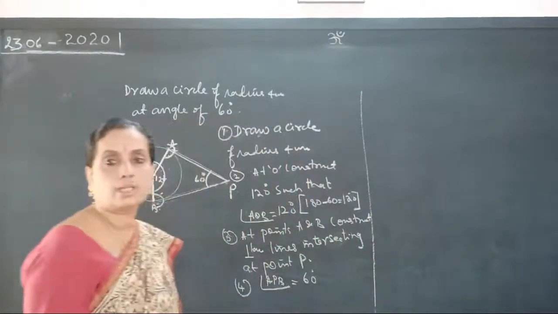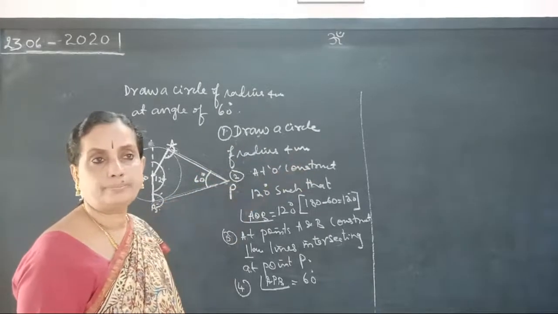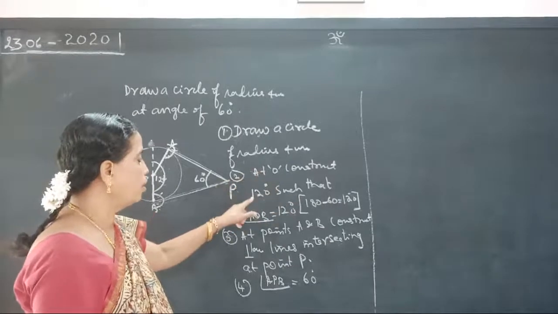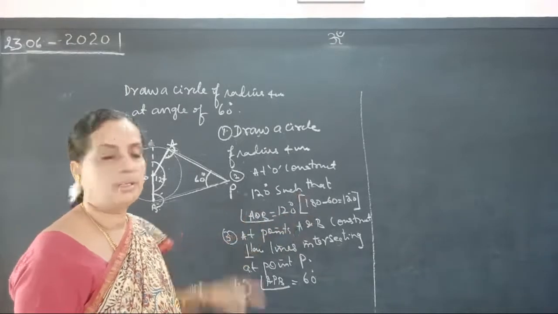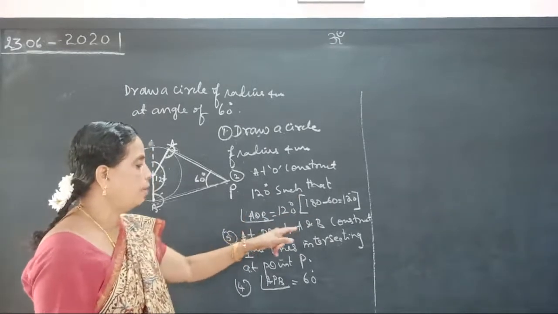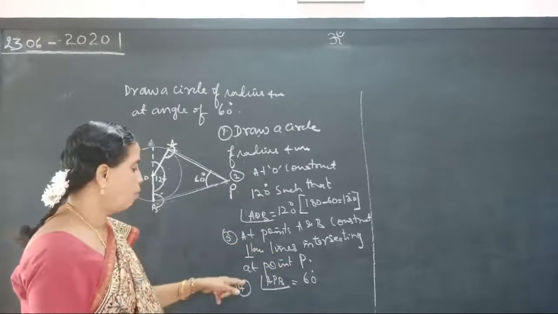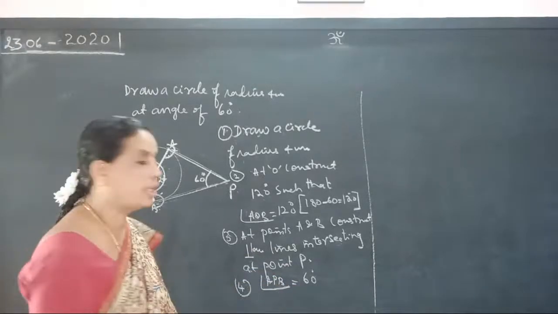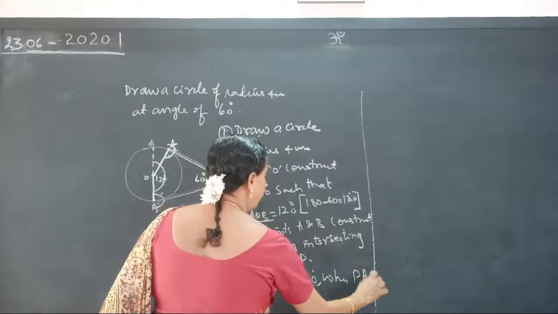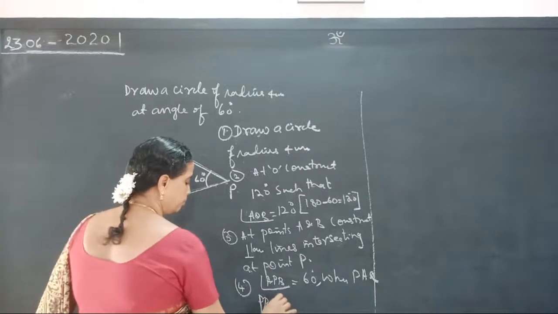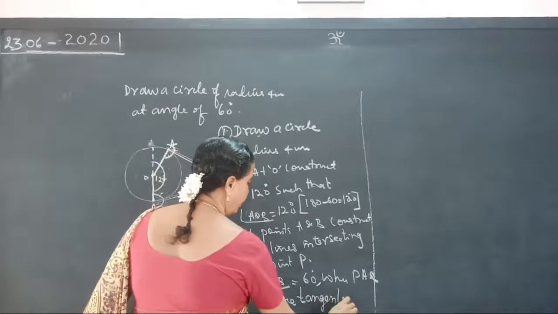This is a rough figure I am showing, and here are the steps of construction. I will read the question. Steps of construction. Draw a circle of radius 4 centimeter. At O, construct 120 degrees such that angle AOB equals 120 degrees. Next, at points A and B, construct perpendicular lines intersecting at point P. Now, angle APB equals 60 degrees, where PA and PB are tangents.